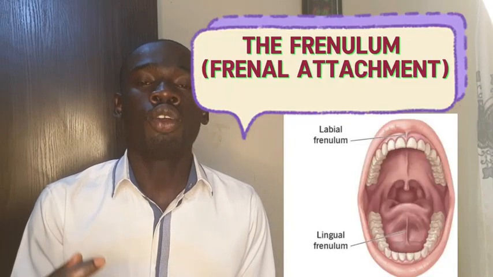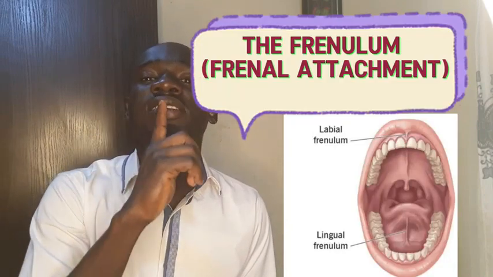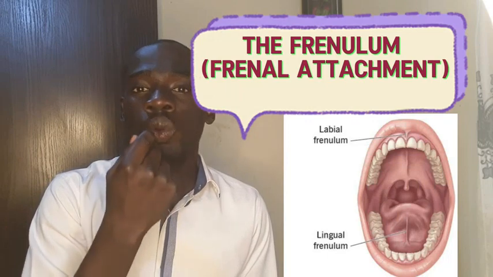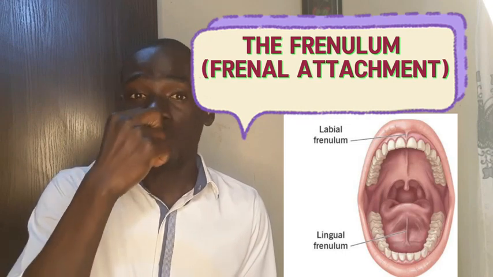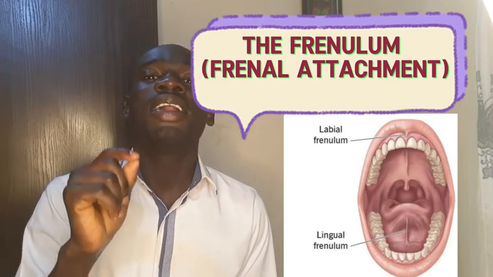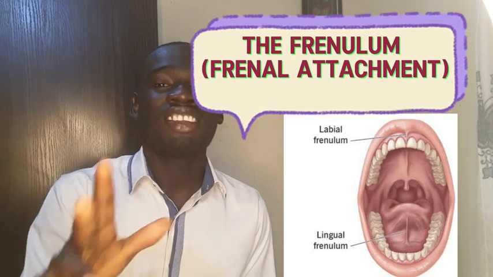Now we have other different parts of the mouth which are very minute, and I'm not explaining them here because they are just minute. But if you're a dental student and you want to know more, we have the frenum. When you put your tongue up and look, there's a little attachment between your gum, your jaw, and the lips. We call that the frenum, or the frenal attachment.